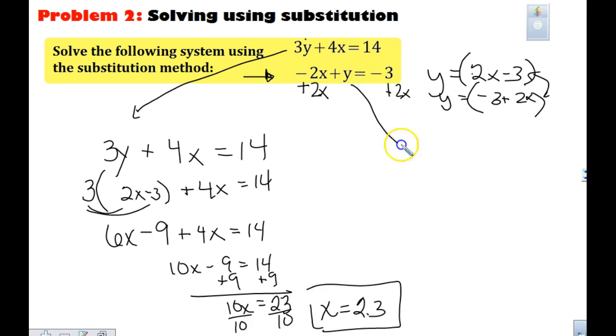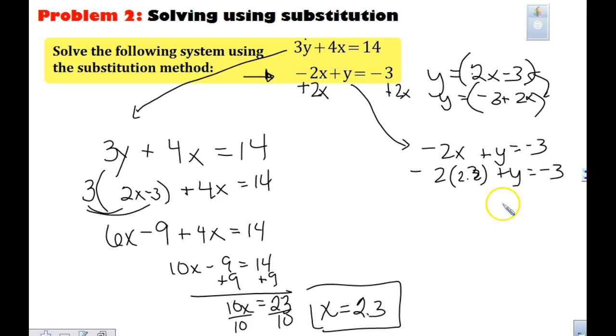No. We're going to go to this second equation, which was negative 2x plus y equals negative 3. And we are going to take negative 2, but instead of x, we just found x was 2.3, plus y equals negative 3. Please write that down if you have it. When you take negative 2 times 2.3, you get a negative 4.6 plus y equals negative 3. We're going to add 4.6 to both sides, and we get y.